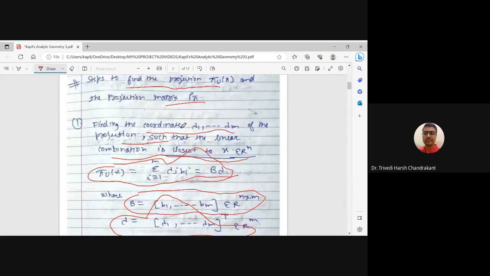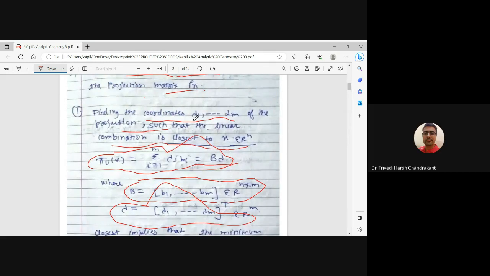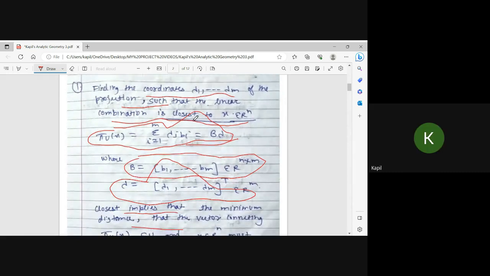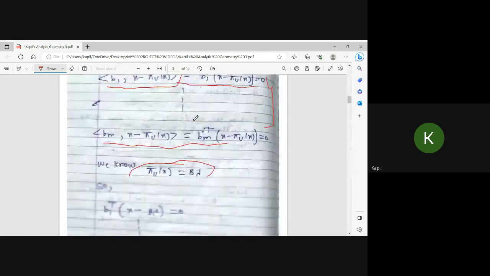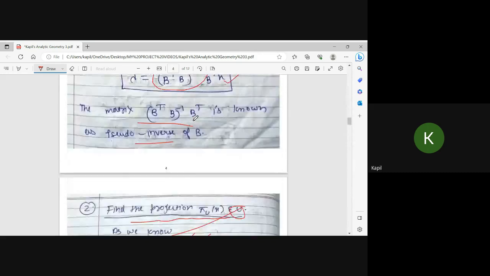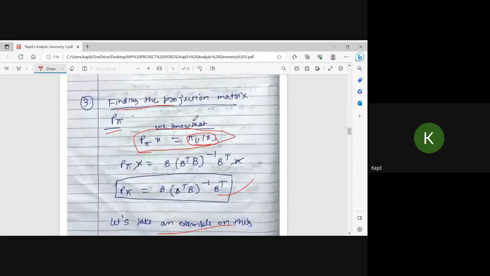So basically, you are finding the minimum distance. Yes, sir, minimum distance. That is why you are using the projection. Yes, sir. That was the concept behind this. Okay, sir, continue. I am continuing. I will try to slow my speed right now.